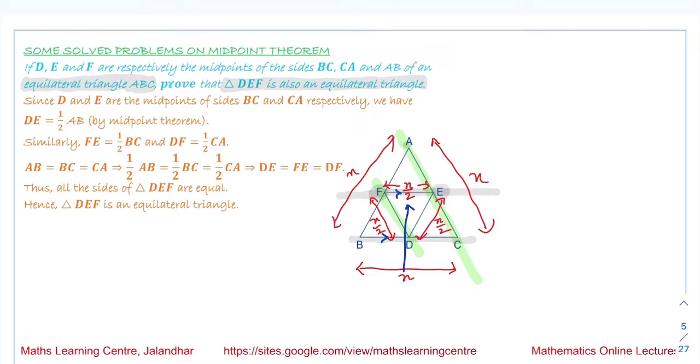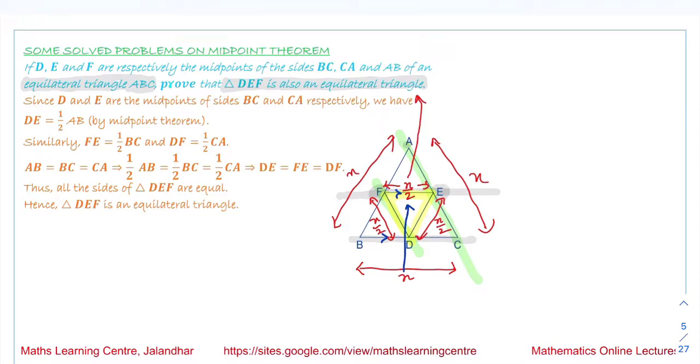So what we get is that if the lengths of AB, BC and CA are x, then the lengths of DE, EF and FD are x by 2. If the side length of all these sides is x by 2, it means it is an equilateral triangle.